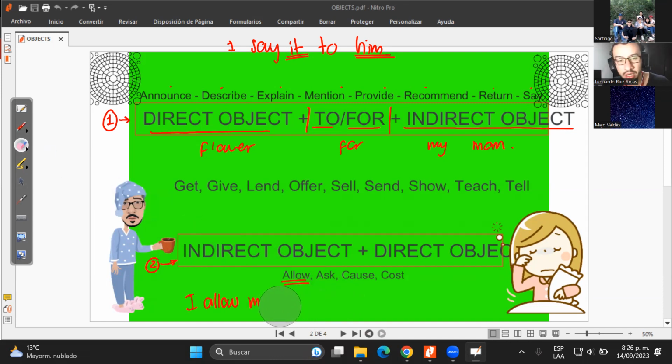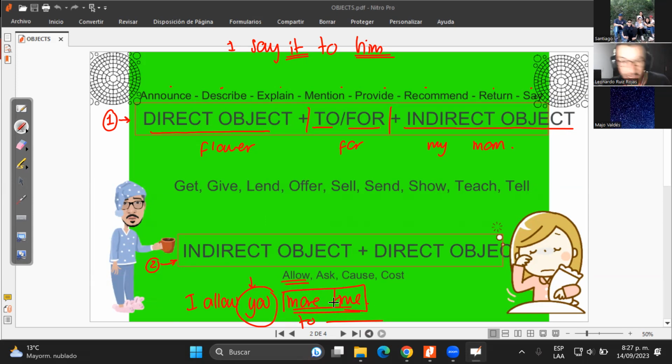Wait, I was thinking of another example. Well, yes. I allow you more time, right? In which case, of course, the direct object is the time, that is the thing that I am allowing, ready? And the indirect object is the person that is receiving the permission, in this case, you. Of course, if it's an action, I will have to include to and then the action. I allow you to spend more time. I allow you to practice in class. I allow you to do whatever.